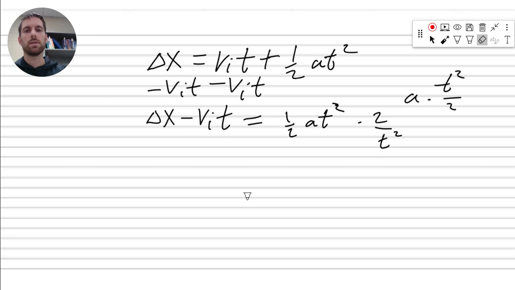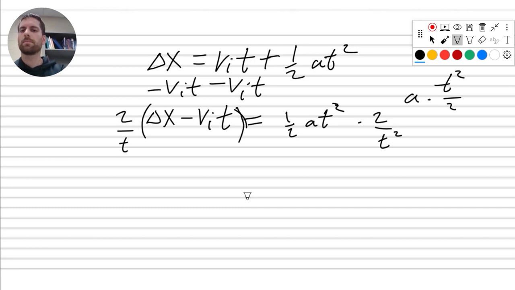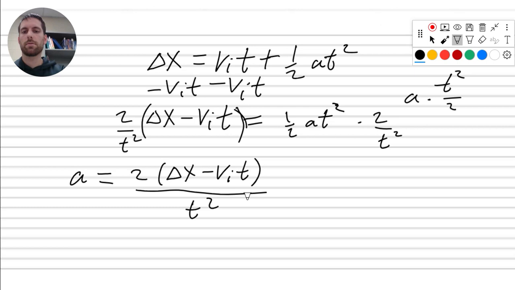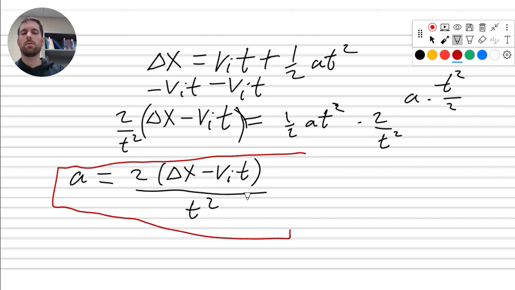So once I do that on this side and on this side, it will nicely work out for me, and I will get a equals 2 multiplied by some delta x over time squared. And for the time one, I think I will do that in a separate video.